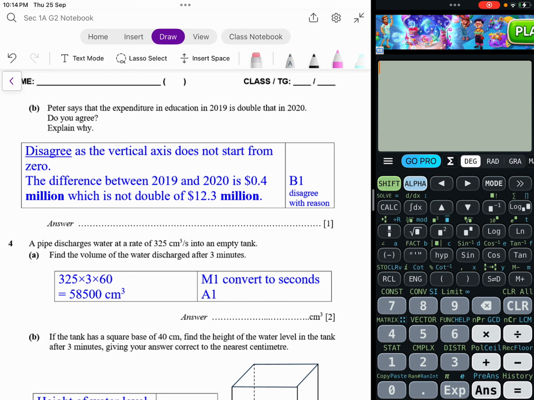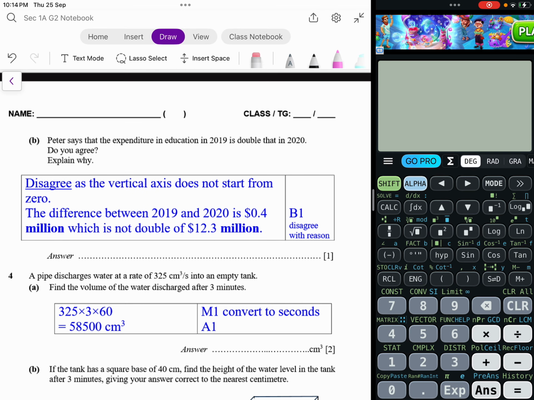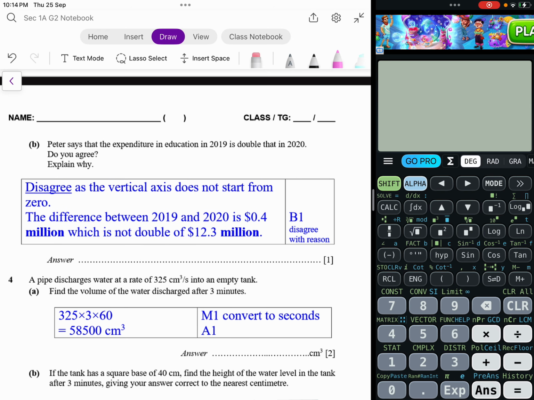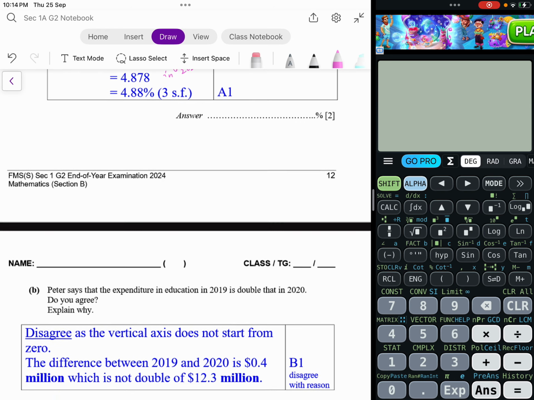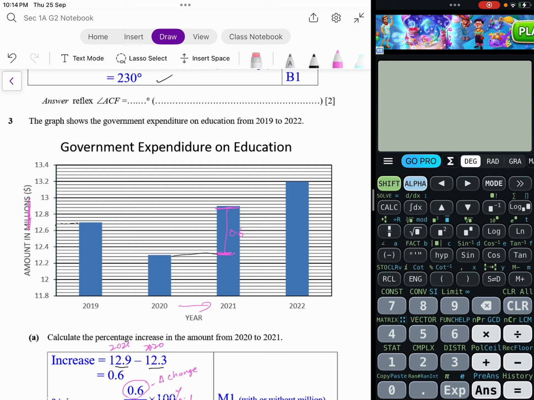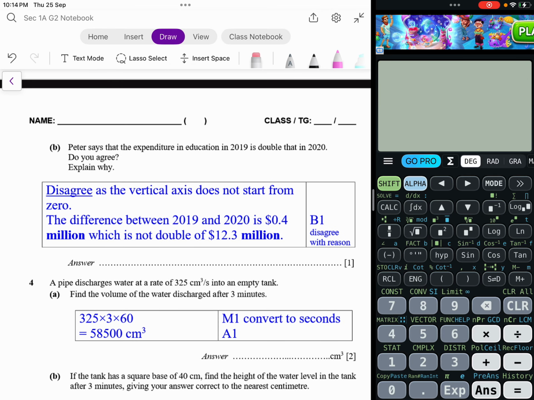Then the next part B, Peter says the expenditure in education in 2019 is double that in 2020. Do you agree? So this whole value, he said, is two times of this one. Okay. So disagree as the vertical axis does not start from 0.